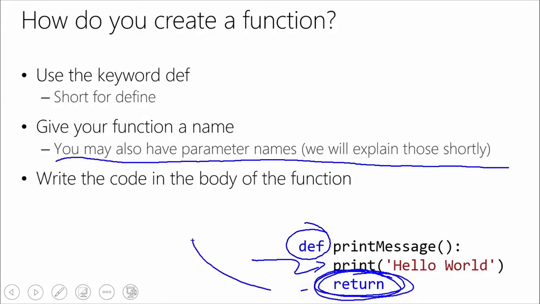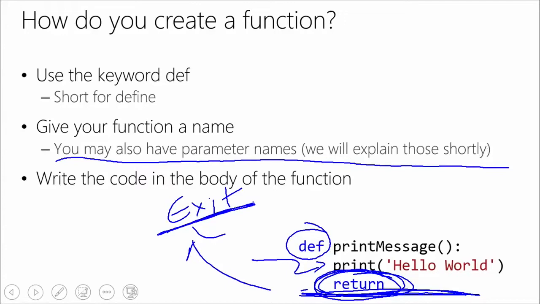Now, what return for right now is going to mean is it's just simply going to mean exit. It's going to denote the end of the function. Return can mean something else, which we'll talk about in a little while, but for right now, keeping things simple, it's just going to be exit. Awesome.